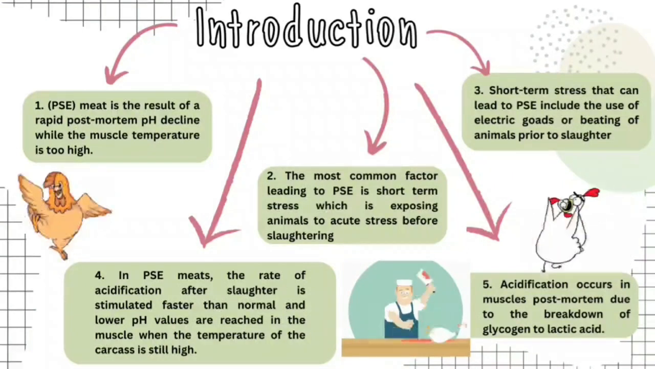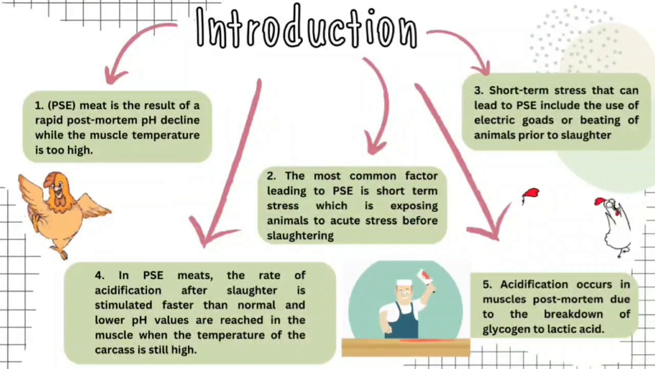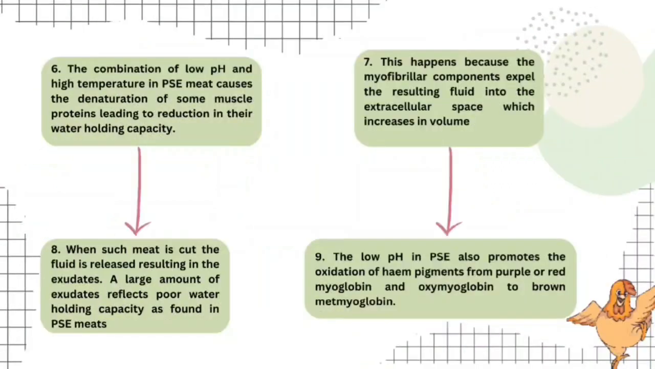Acidification occurs in muscles postmortem due to the breakdown of glycogen to lactic acid. The combination of low pH and high temperature in PSE meat causes the denaturation of some muscle proteins, leading to a reduction in their water holding capacity. This happens because the myofibrillar components expel the resulting fluid into the extracellular space, which increases in volume. When such meat is cut, the fluid is released, resulting in exudates. A large amount of exudates reflects poor water holding capacity as found in PSE meats.